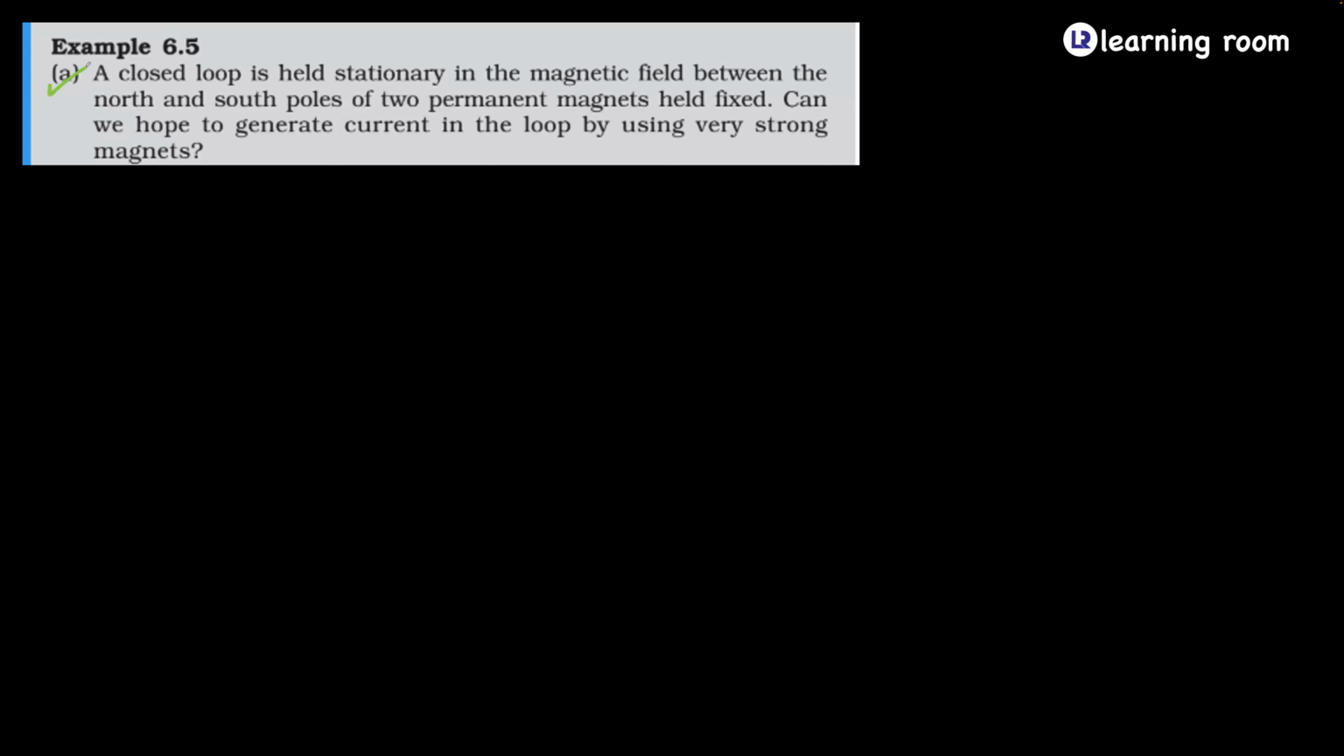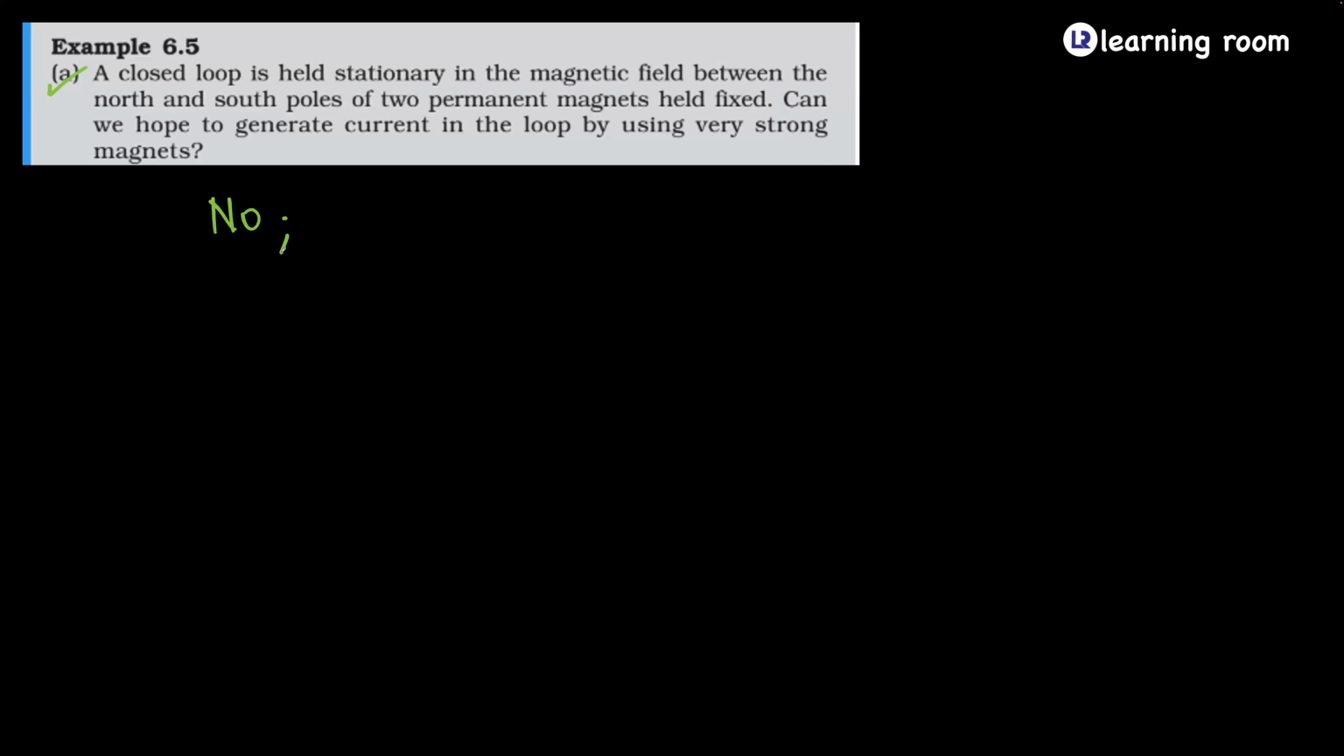So 6.5, the question says, a closed loop is held stationary in a magnetic field between north and south poles of two permanent magnets held fixed. Can we hope to generate current in the loop by using very strong magnets? The answer is no. However strong a magnet or magnetic field you generate, right?